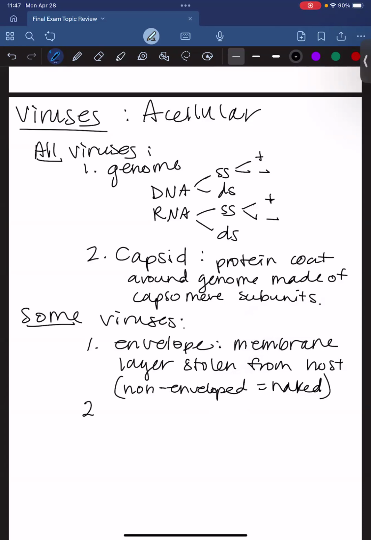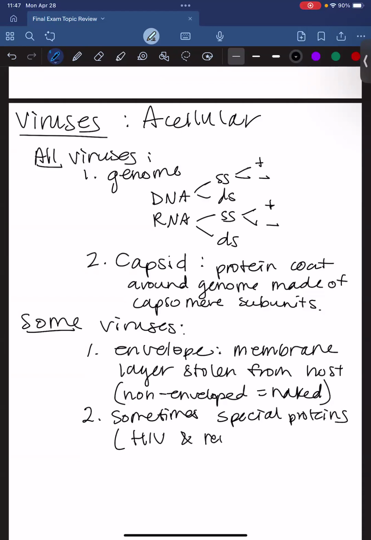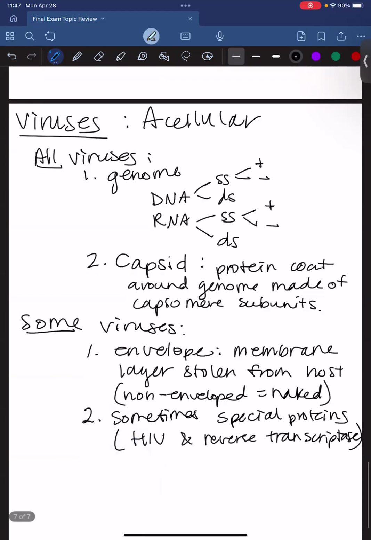And some viruses also package special proteins with them. An example of this would be HIV and reverse transcriptase. And then all viruses, some other things to remember about them: they use the host cell machinery to replicate. They can't replicate by themselves.